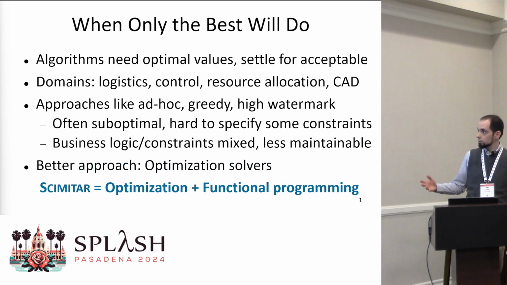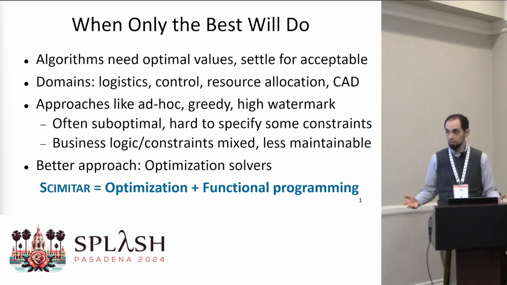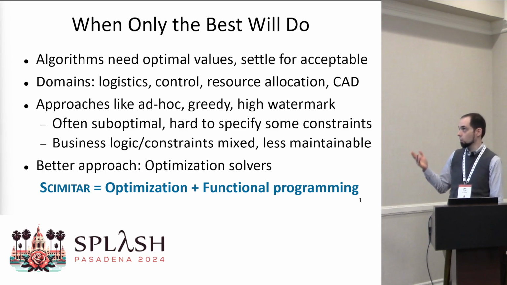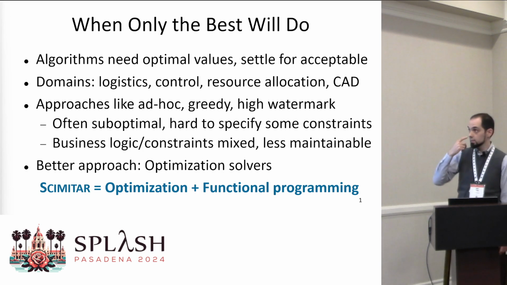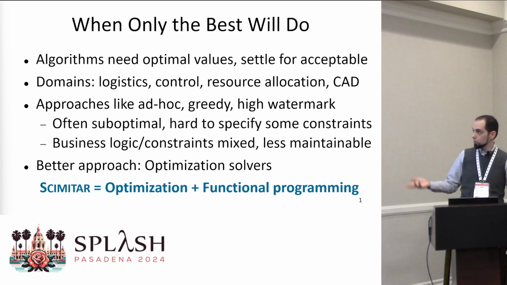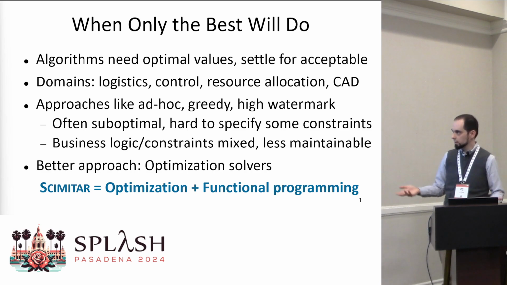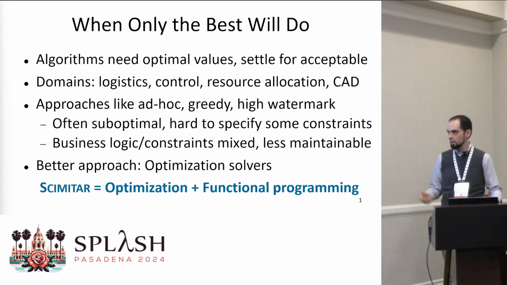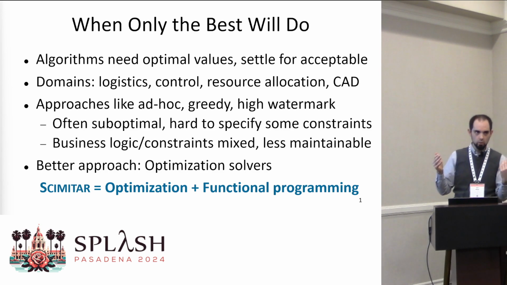This work is motivated by the recognition that algorithms often need optimal values, but we settle for acceptable values. This is in domains like logistics, optimal control, resource allocation, and computer-aided design. Oftentimes we turn to approaches like ad hoc algorithms, greedy algorithms, or high watermark algorithms, but these can be suboptimal, and it can be very hard to specify certain constraints in those systems. It's also very common for the business logic and the constraints to be mixed, which makes the overall implementation less maintainable over time as you make changes.